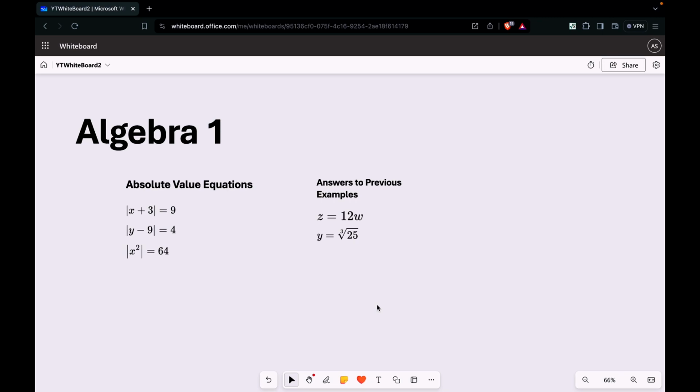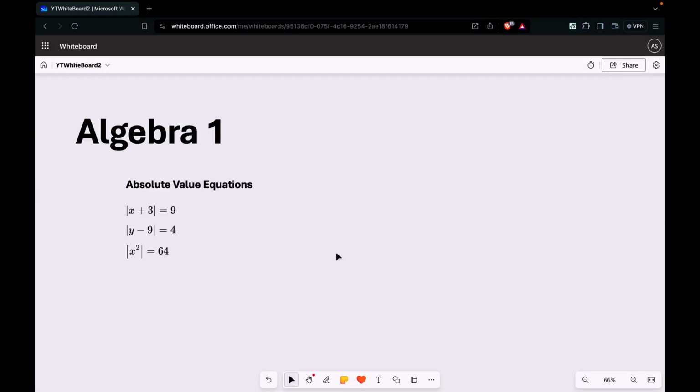At the end of the last video, I also gave you two examples to solve. These are the answers that are shown on the board. I highlighted them right now, and it's z is equal to 12w and y is equal to the cube root of 25. Now, if you have any questions, of course, you can always ask them in the comments. And let's get on to the new lesson.